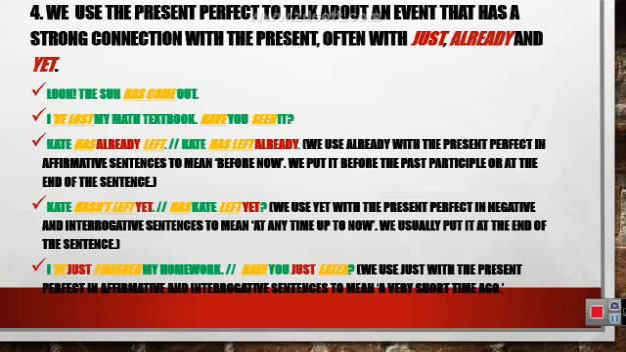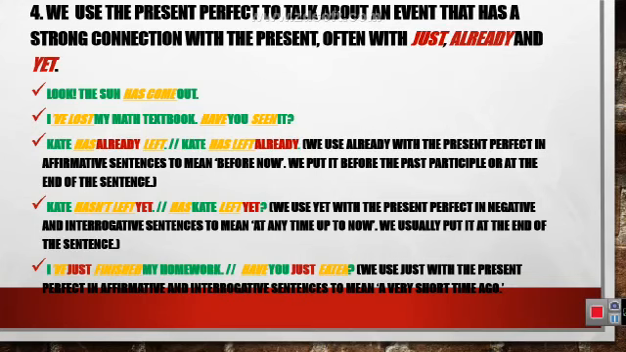Example 4. Kate hasn't left yet. Has Kate left yet? We have the verb hasn't left or has left in the present perfect and yet. We use yet with the present perfect in negative sentences like Kate hasn't left yet or interrogative sentences like has Kate left yet? And the meaning of yet is at any time up to now. We usually put yet at the end of the sentence.